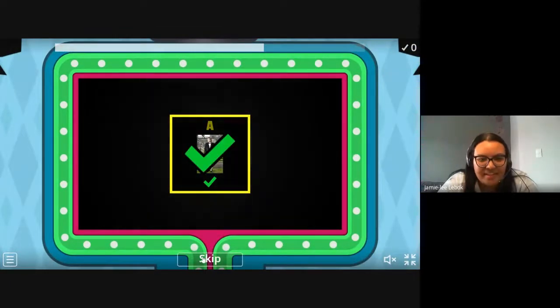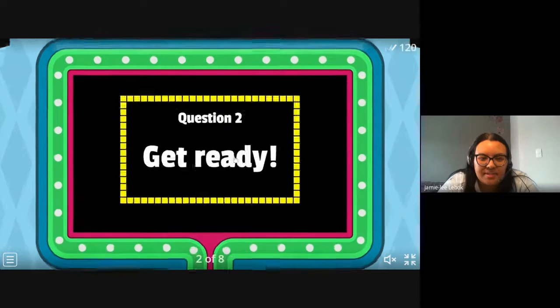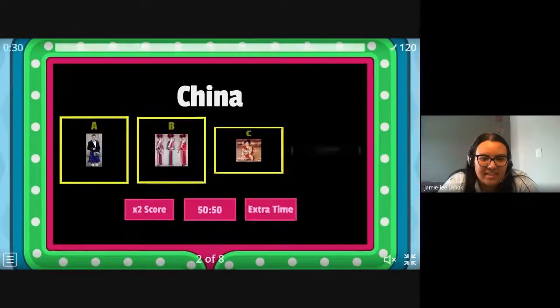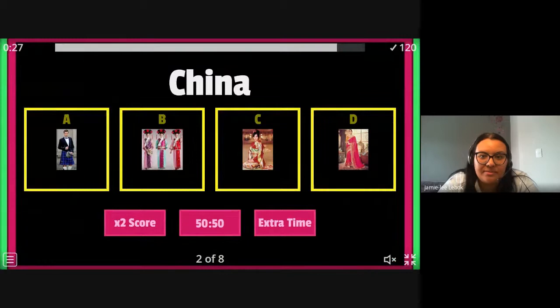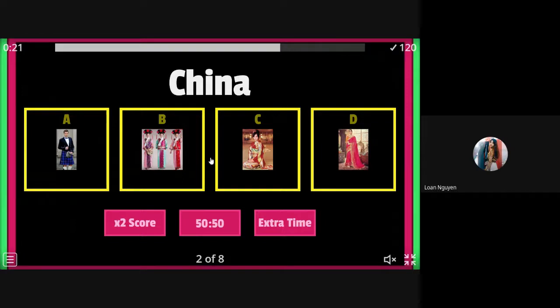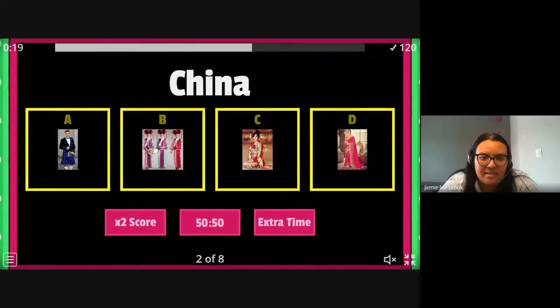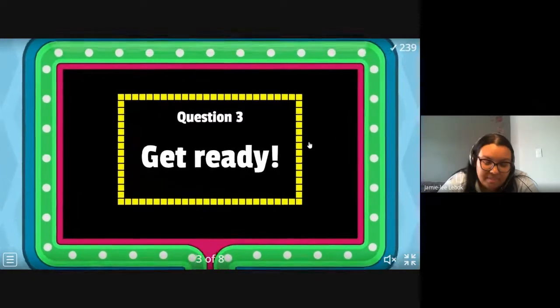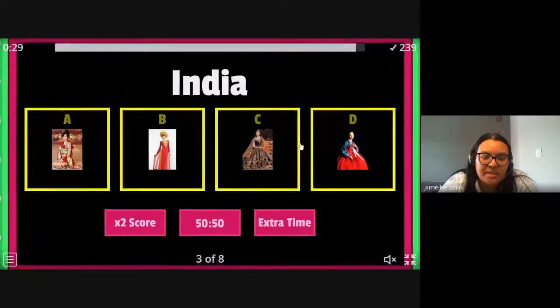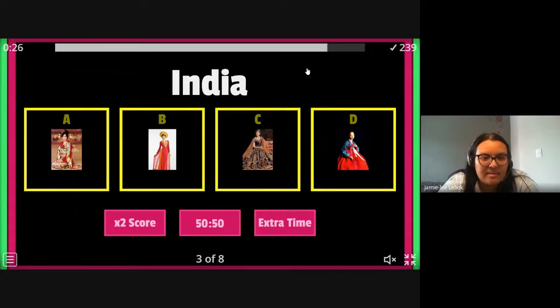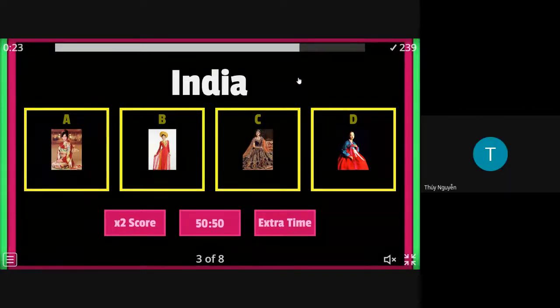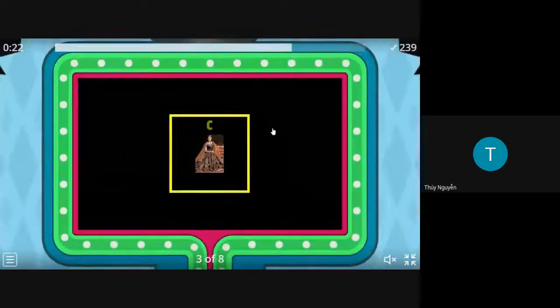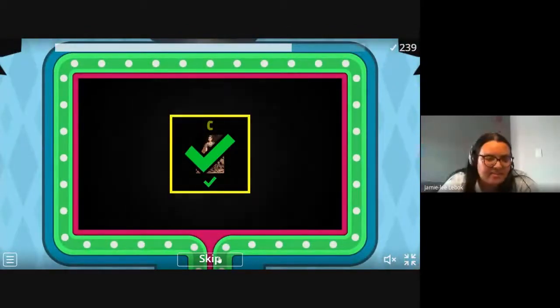Luon, question number two is for you. Which clothing do you think is from China? A, B, C, or D? I choose picture B. Good job. Well done, Luon. And number three is for you, T. So T, which picture do you think is from India? A, B, C, or D? Number C. Good job. Well done. Everybody did great so far.